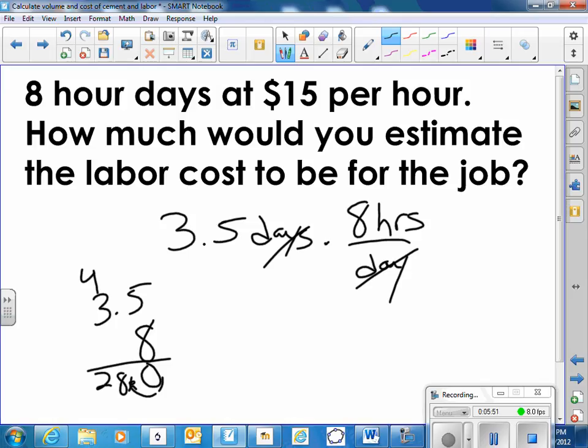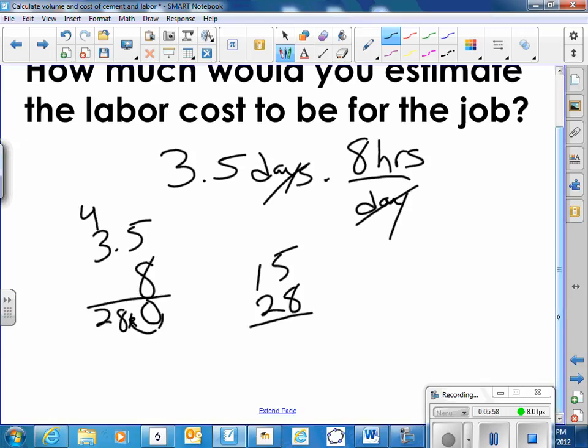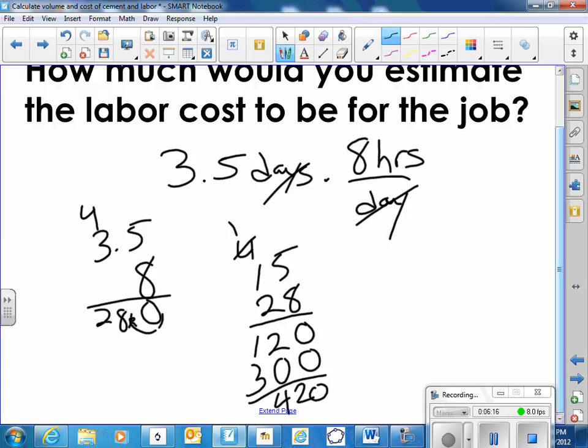And then I take my 28 hours, multiply that by the $15. 8 times 5 is 40. 8 times 1 plus 4 is 12. Move over one place. 2 times 5 is 10. 2 times 1 is 2, plus 1 is 3. So $420. So I think with the cement, it was what, $190 for the cement, $420 for the labor.